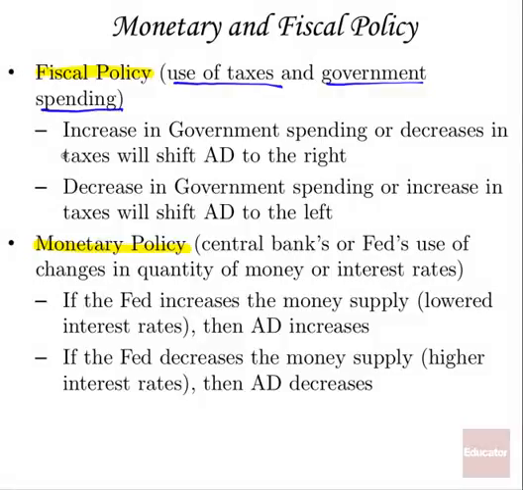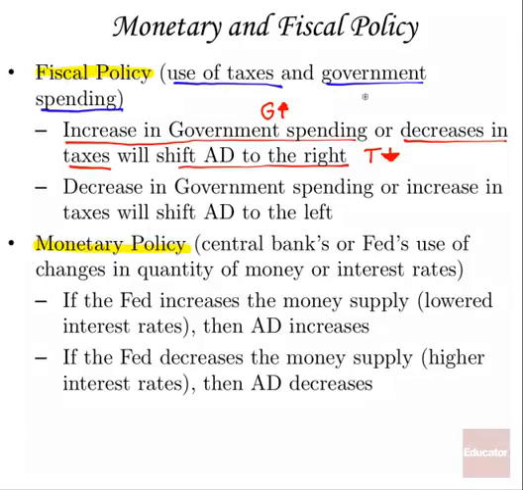There are two types of fiscal policy: expansionary fiscal policy and contractionary. Expansionary fiscal policy is simply the increase in government spending. So government spending goes up, or a decrease in taxes, and this is going to shift the aggregate demand curve to the right. So when taxes go down or when government spending increases, this is referred to as expansionary fiscal policy. Why? Because it's exactly how it sounds.